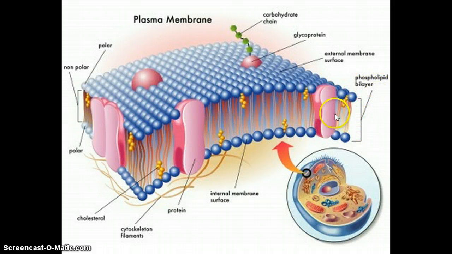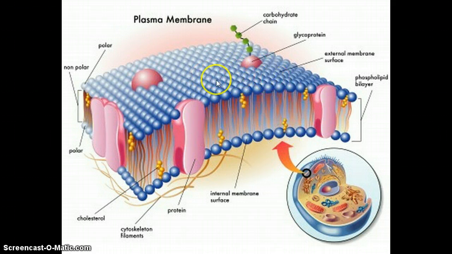Also notice that the tails are oriented towards each other, and this inside area of the phospholipid bilayer, notice it's two layers, this inside area is hydrophobic. It really does not like water. Those tails don't like water, so they orient themselves towards each other in order to stay away from as much water as possible. The heads on both sides, they are hydrophilic. They actually really do like water.